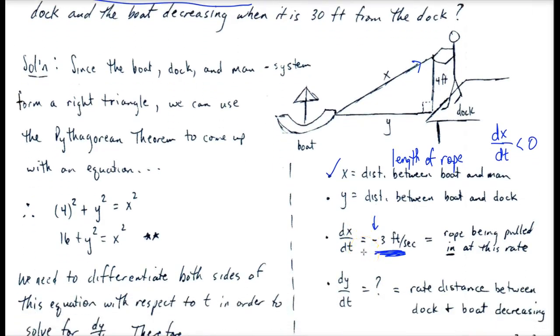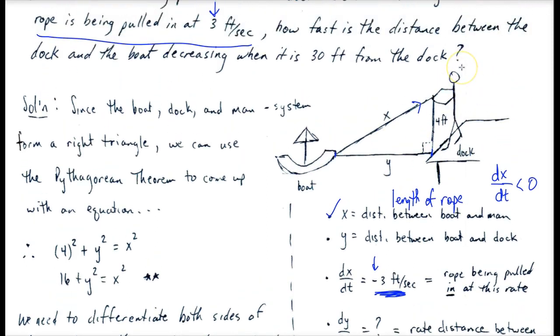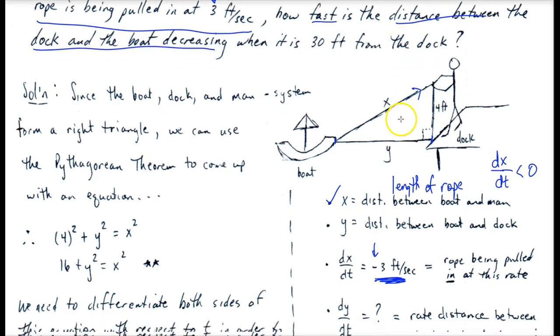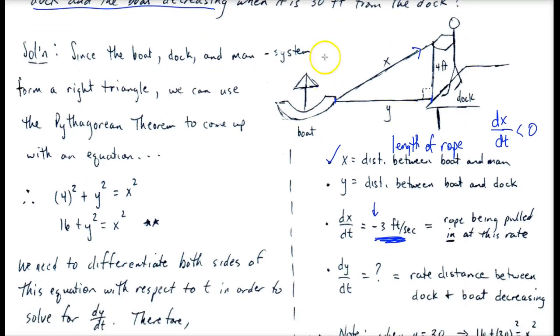Now, of course, we also see here that the change in the distance between the boat and the dock is exactly what we're looking for here. Because it says how fast, or that's another way of saying at what rate is the distance between the dock and the boat decreasing. And so we know that this dy over dt, which is the rate at which the distance between the boat and the dock changes, if it's decreasing, this answer should also be negative, or less than 0, okay?